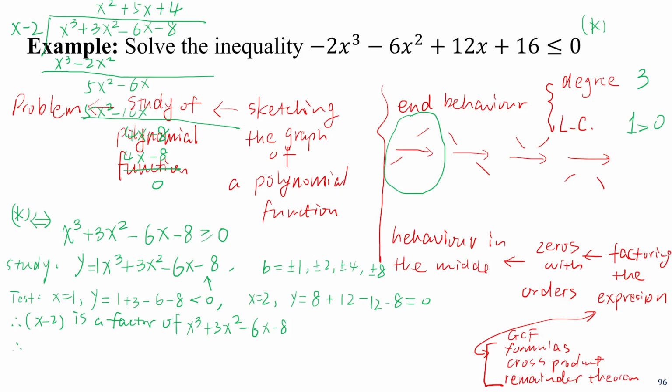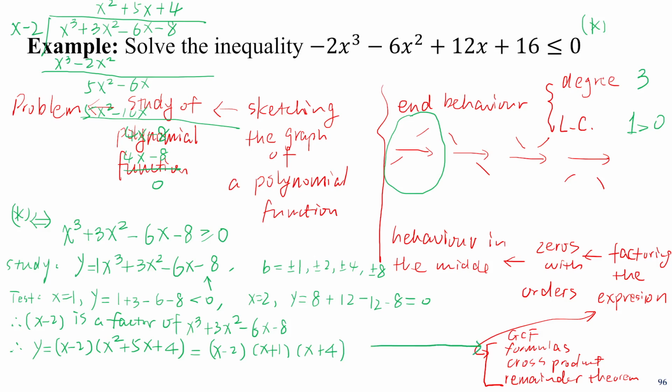And therefore we know y equals x minus 2 times x squared plus 5x plus 4, right? And we can easily factorize x squared plus 5x plus 4 by using cross multiplication, right? So we can just directly write that as x plus 1 times x plus 4. This is the factorized form of y, right? And then we can sketch its graph.